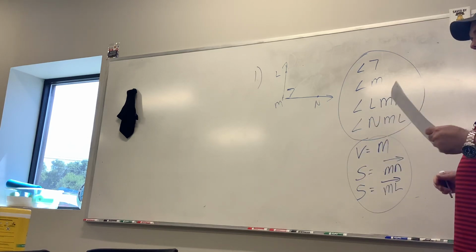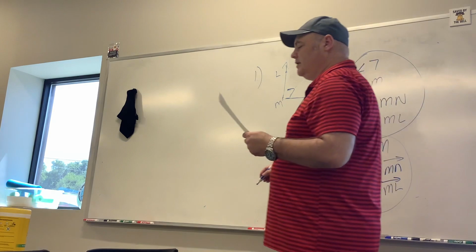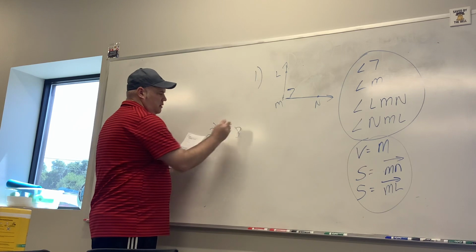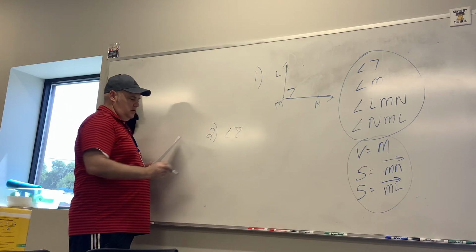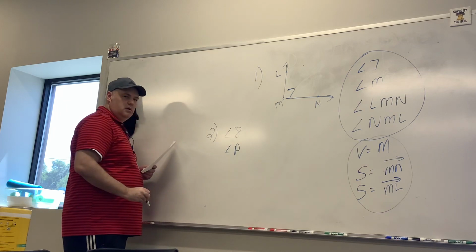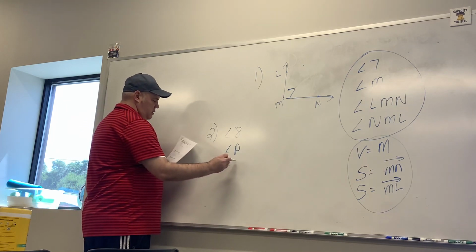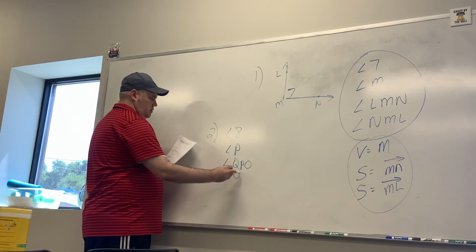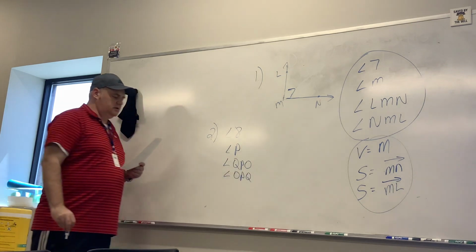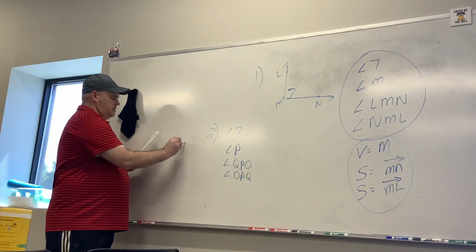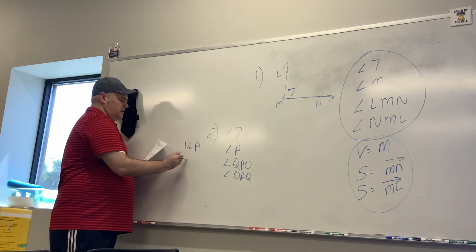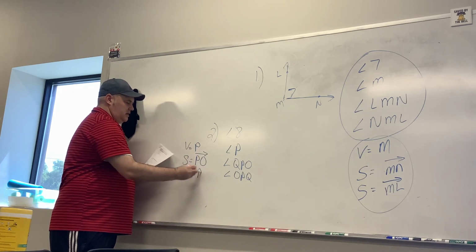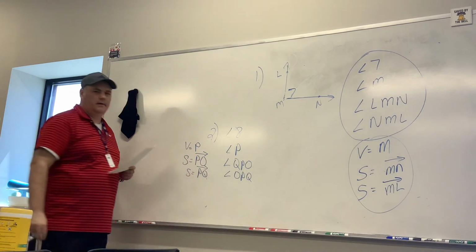So number 2, so go ahead and tell me what would be one name for number 2. The 8. Okay, angle 8. P. Okay, angle P. QPO. Okay, QPO. One last one. And OPQ. Very good. Okay, those are the 4 names. The vertex is P, and then the sides are PO and PQ. Okay?